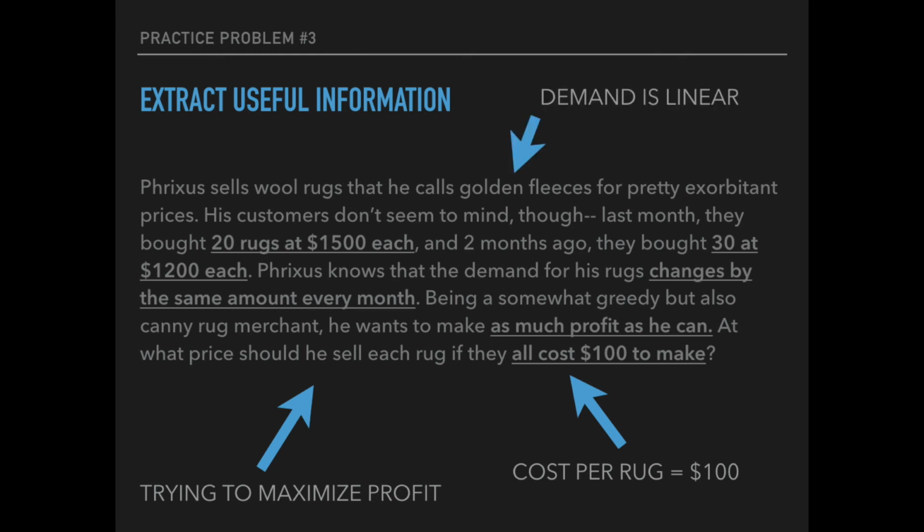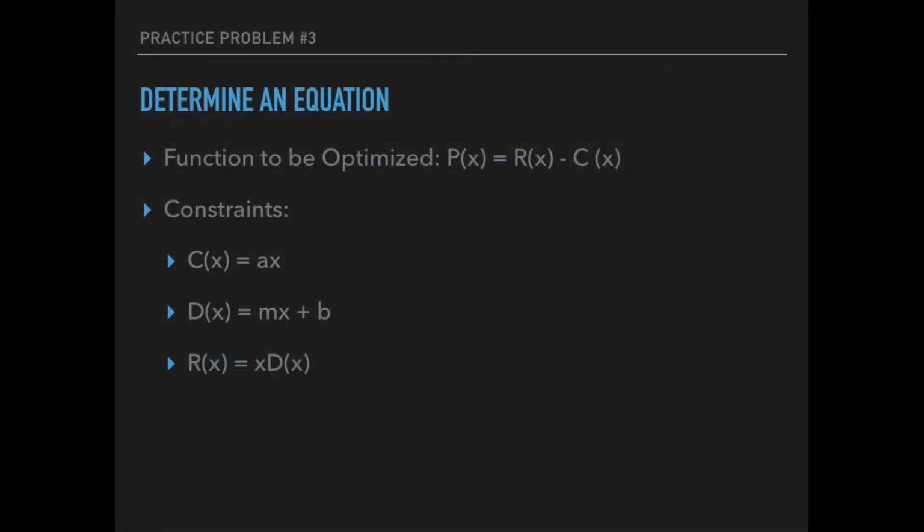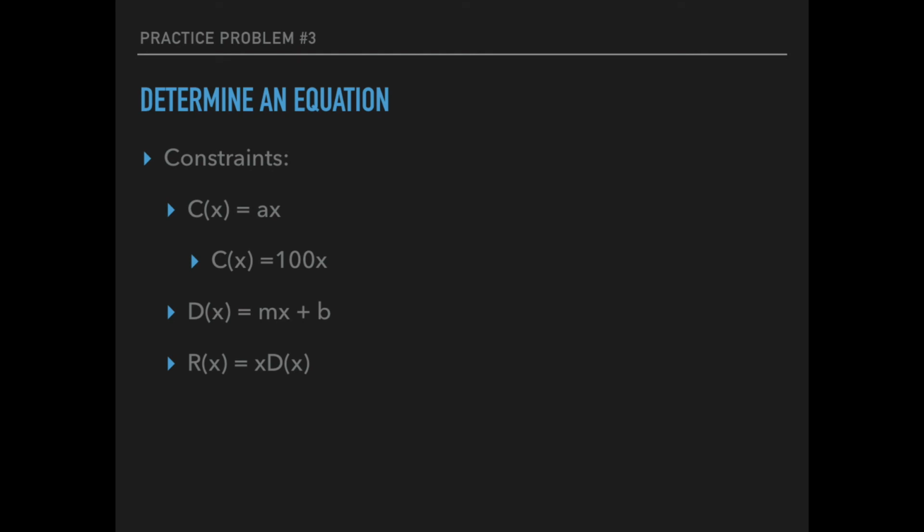Drawing a picture honestly isn't going to help us much here, so we can just skip right to step 3. We'll need to set up several equations here to get to our preferred profit equation, so let's stick those all on the board, shall we? Remember, P of x is profit, D of x is demand, R of x is revenue, or the amount of money being made, and C of x is cost, or the amount of money being spent to make the items. The easiest thing to start with is finding the cost per item. It's right in the problem as $100 per rug.